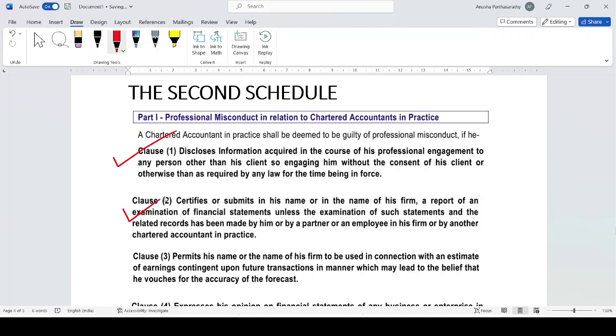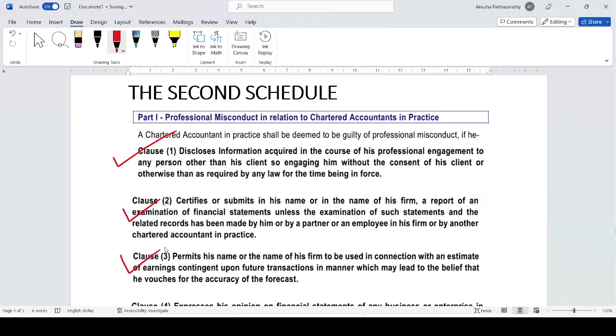Clause 1 of the second schedule to the Chartered Accountants Act 1949: a chartered accountant in practice shall be deemed to be guilty of professional misconduct if he certifies or submits in his name or in the name of his firm a report on the examination of a financial statement unless the examination of such statements and related records has been made by him or by a partner or an employee in his firm or by any other chartered accountant in practice.